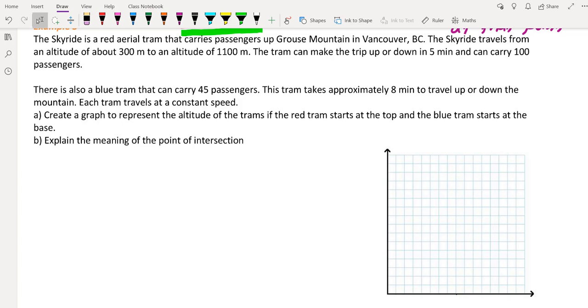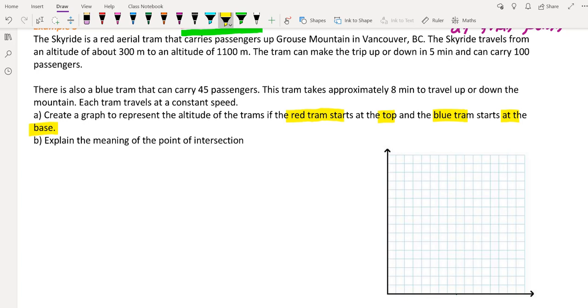There is also a blue tram that carries 45 passengers. This tram takes approximately 8 minutes to go up or down the mountain. So each of them travel at a constant speed. So first part of the question is create a graph to represent the altitude of the trams, right? And it says the red tram starts at the top and the blue tram starts at the base, right?